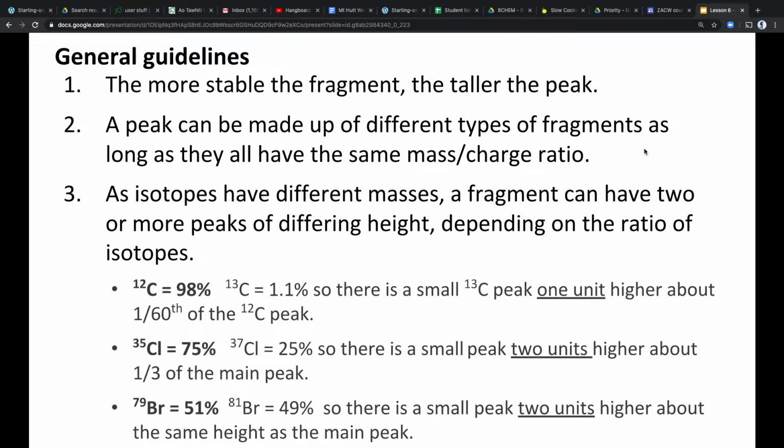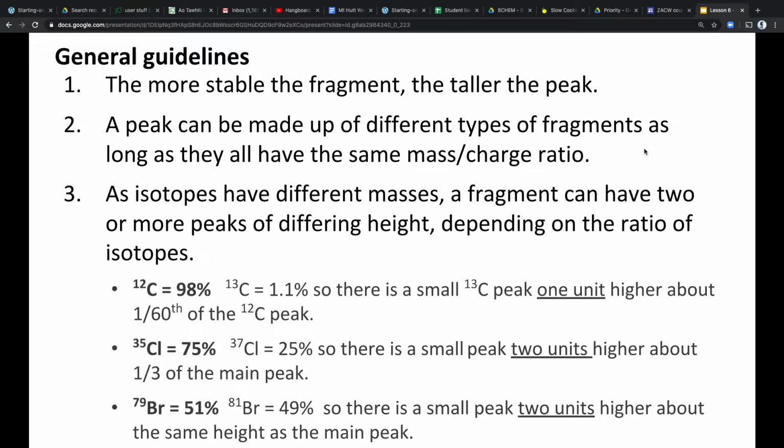A peak can be made of different types of fragments as long as they all have the same mass to charge ratio, because you can create a few different fragments that all add up to the same mass and they'll all fit that same position on your spectrum. They'll all combine to form one large abundance peak. And this is new stuff.